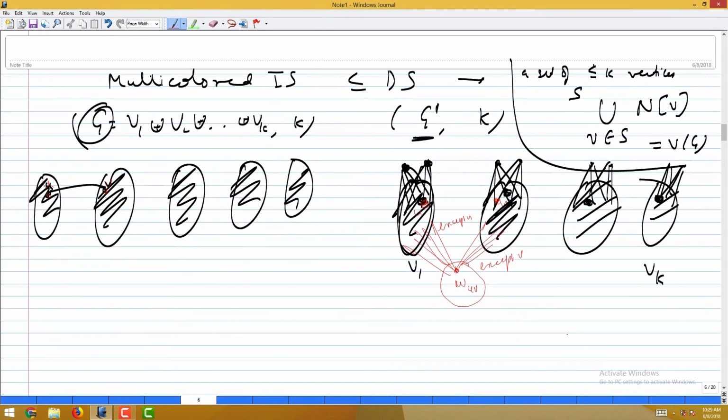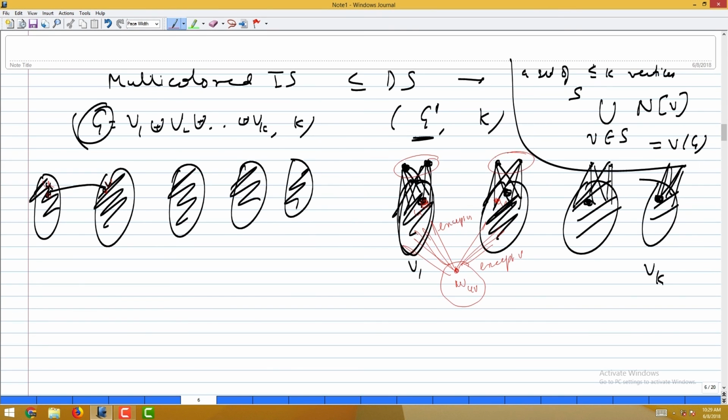Now let's quickly see, if I give you a multicolored independent set in this graph, that is definitely a dominating set here, because a multicolored independent set will pick one vertex from each color class, and the same set will form a dominating set here, because if I pick one vertex from each color class, that's a dominating set. And in the reverse direction, if you give me a dominating set in G prime of size K, then that dominating set picks exactly one vertex from each color class. That is true because we added these extra vertices.